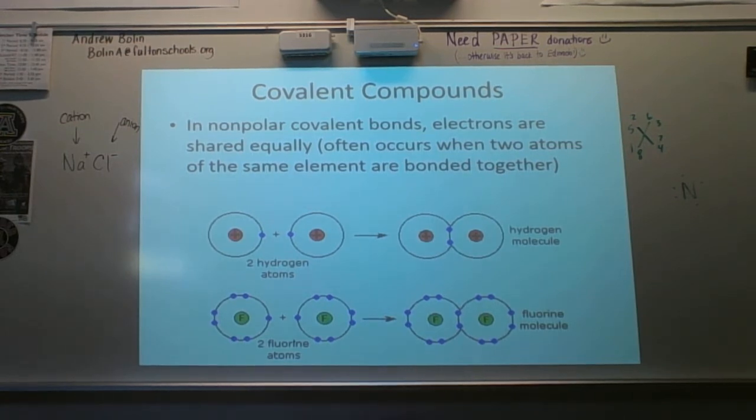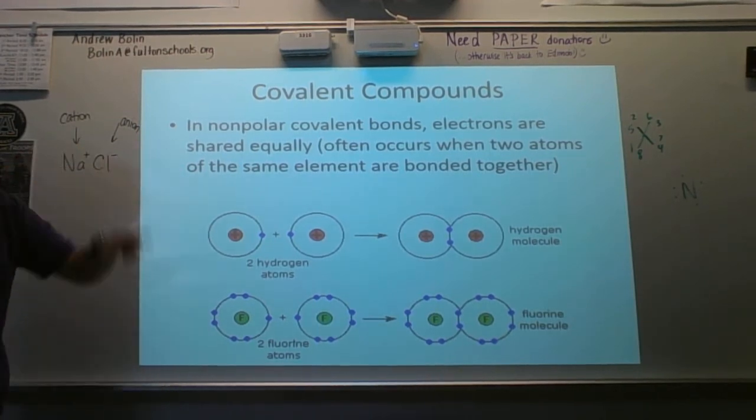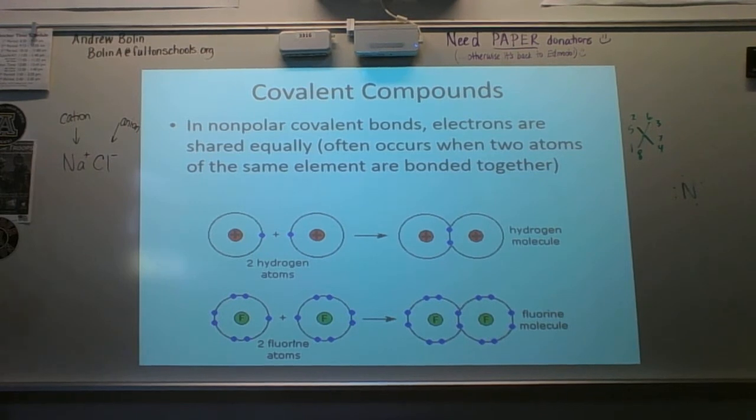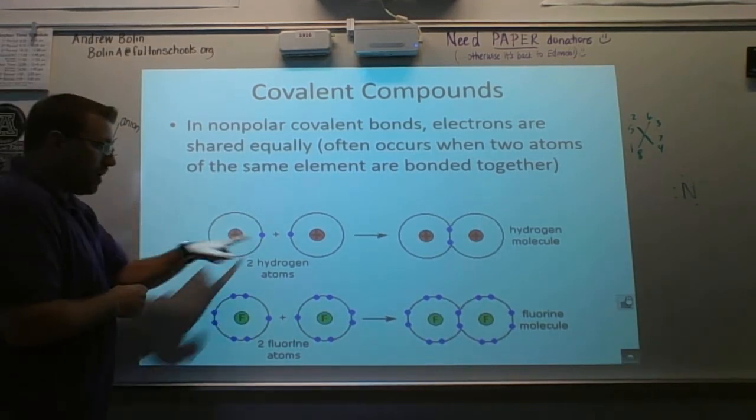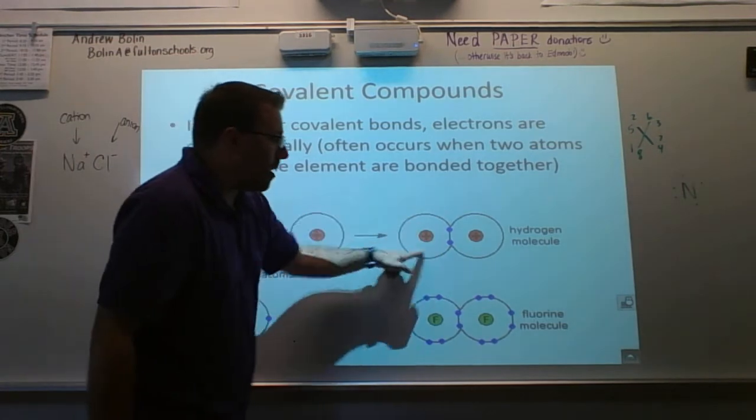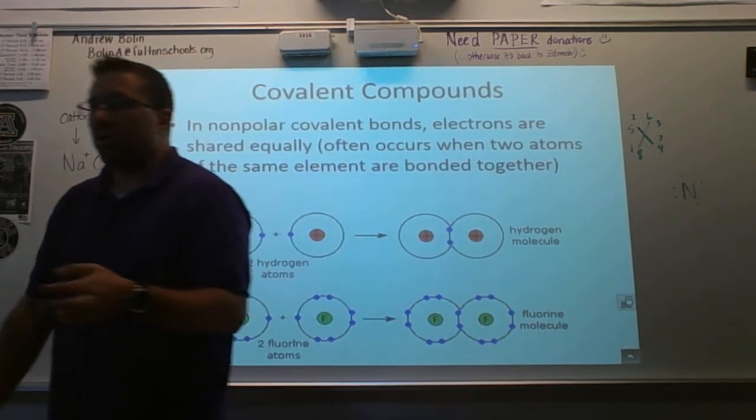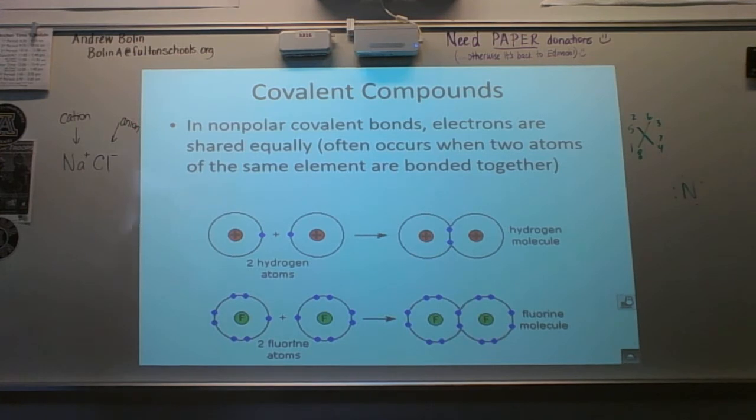Alright, so in non-polar covalent bonds, so we said a polar one was where electrons are shared what? Unequally. So in a non-polar, electrons are shared equally. With electrons being shared equally, this often occurs when 2 atoms of the same element are bonded together. So you've got an atom of hydrogen and another atom of hydrogen being bonded together, that's what you see here. So you've got 1 valence electron, 1 valence electron. Here they're bonded together to make a hydrogen molecule. Also what's known that we talked about before, a diatomic hydrogen molecule.